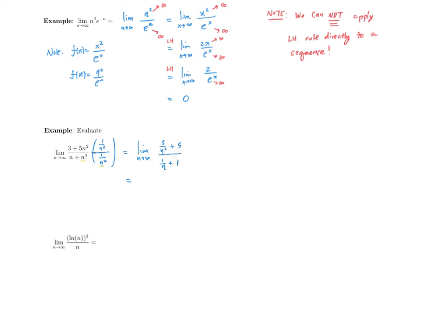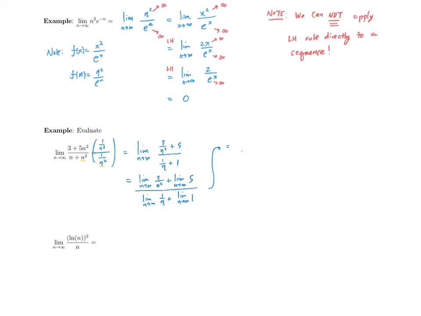You take the limit of the top over the limit of the bottom, and in the top and the bottom you can break it up into two separate limits. So that would be the limit as n approaches infinity of 3 over n squared plus the limit as n approaches infinity of 5, divided by the limit as n approaches infinity of 1 over n plus the limit as n approaches infinity of 1.